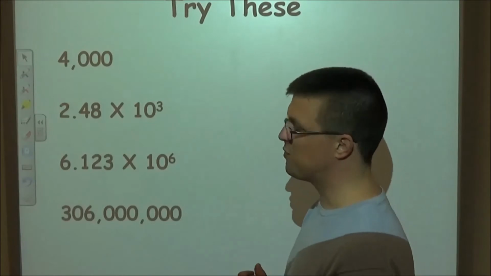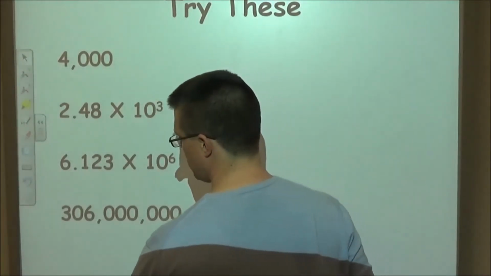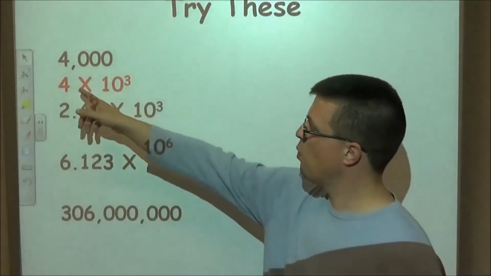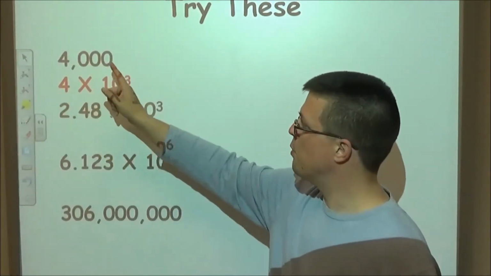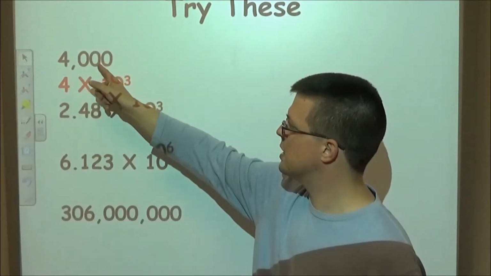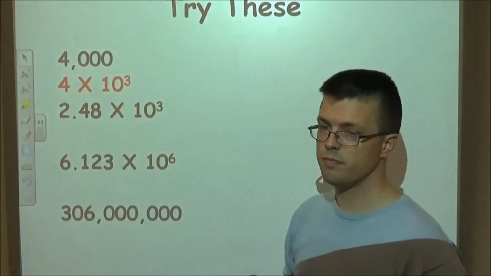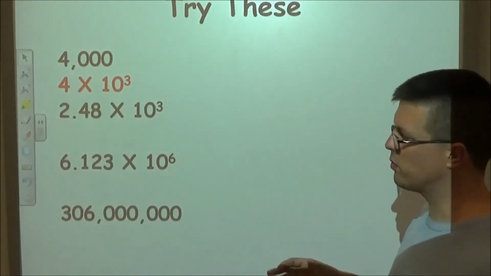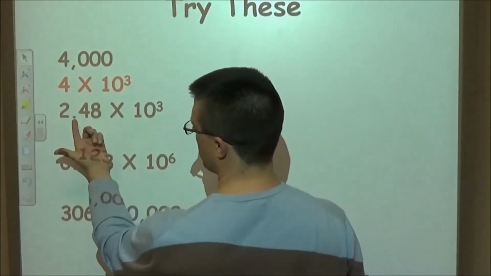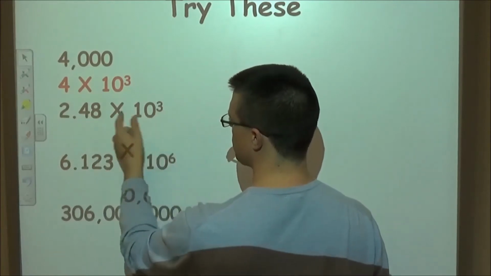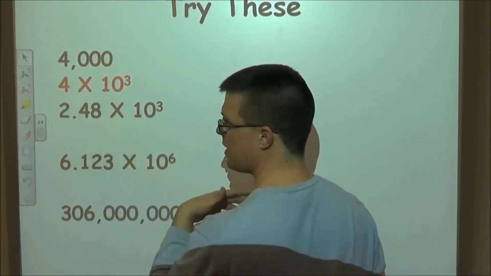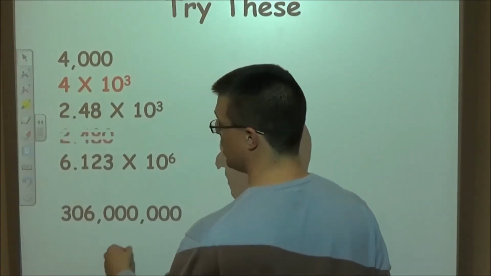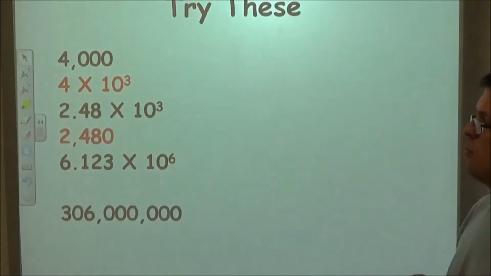The first number was 4,000. In scientific notation, that would be 4 times 10 to the 3rd power, because 4 is our number between 1 and 10, and in order to get to that 4, we had to move that decimal 3 times. Our second example, we're turning into standard notation. So we're starting out our decimal here, and what this says here, we're going to move it to the right 3 times to make the larger number, and rewrite in standard notation. So our answer there is 2,480.